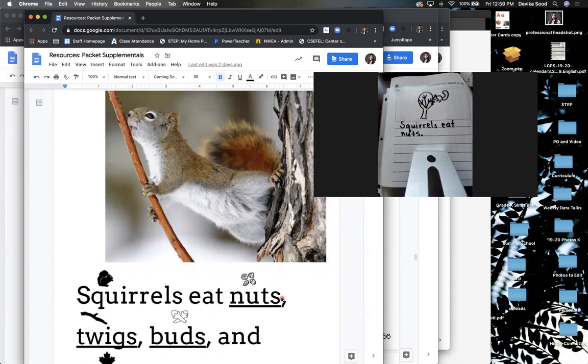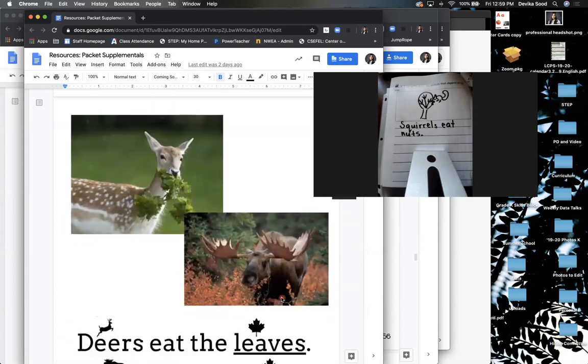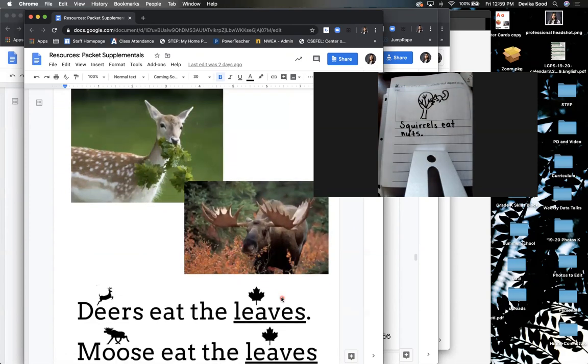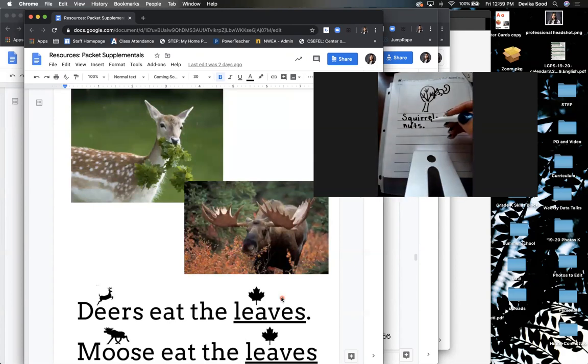This is meeting expectations. Esto sería alcanzando las expectativas. If I want to write about another animal, it will be exceeding. Pero si escribo de otro animal más, entonces va a ser pasando las expectativas. I'm going to write about deers. Voy a escribir sobre un venado.